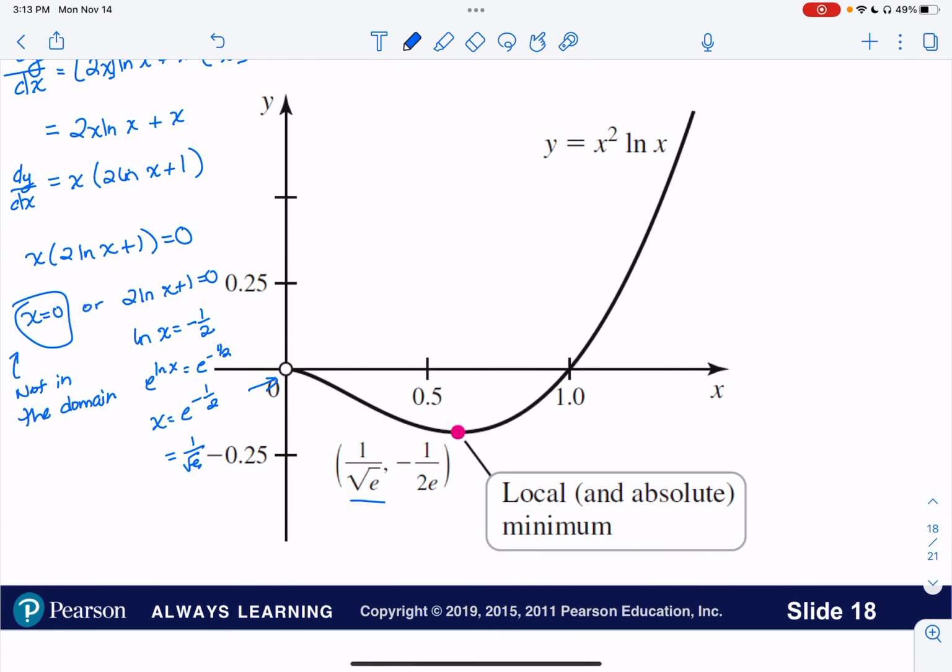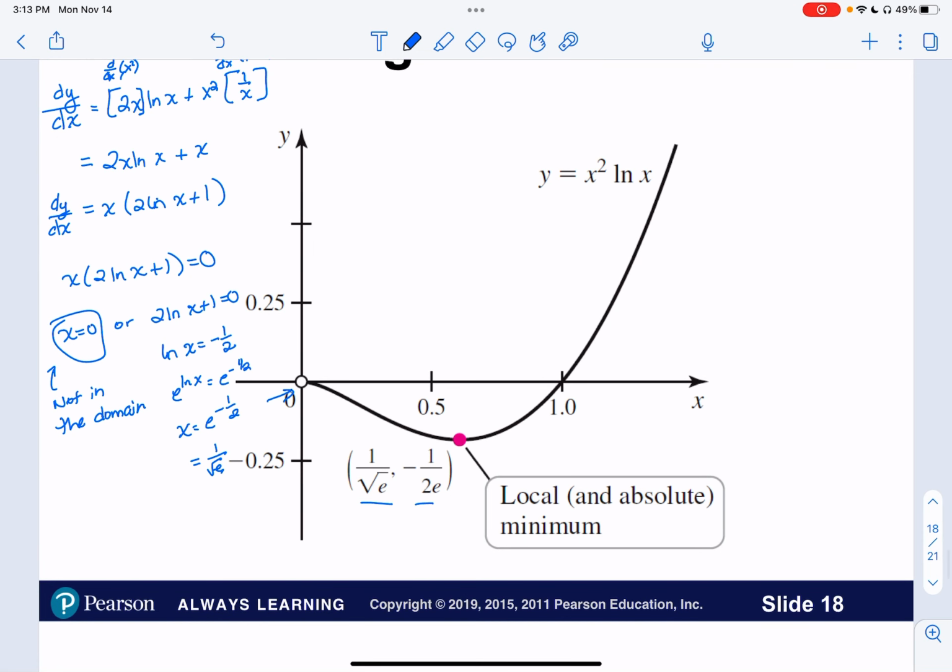So what we have is a local and absolute minimum here at e to the negative 1/2. And then if we were to substitute back into the original equation, we would get what our y value, f of e to the negative 1/2, is. Alrighty? So that's how we can find a local extrema here. Okay, keep an eye on those domains because sometimes they'll come back to bite you. And it's really easy to suddenly say, oh, x equals 0 looks like a great spot for a minimum.